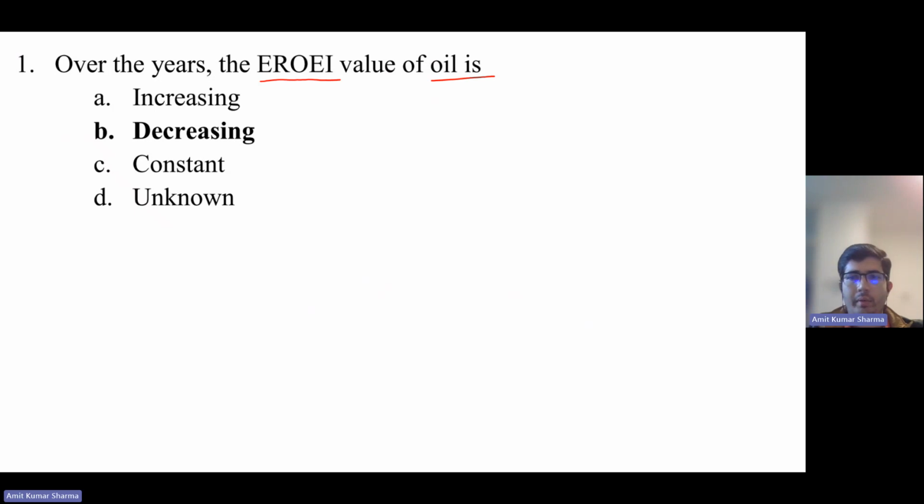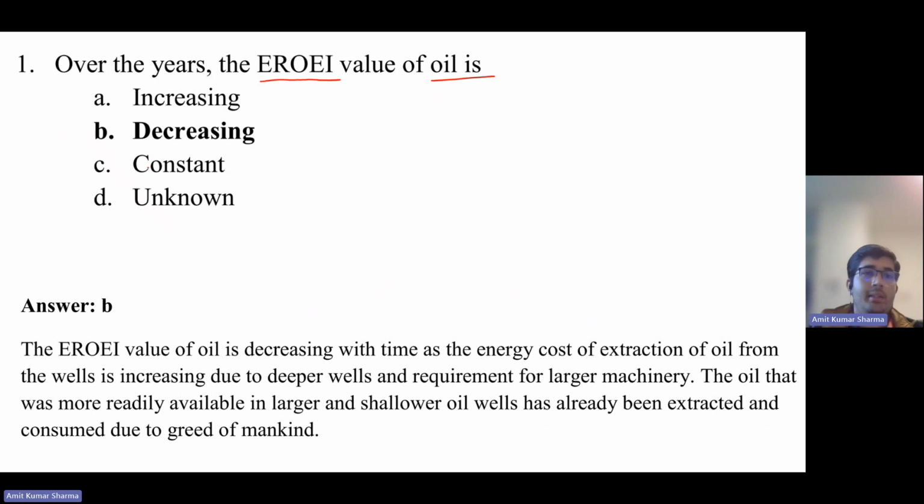Okay. So do we have any answer? Okay. So let's go through the answer. The correct answer is option B, decreasing. So the EROEI value, energy return on energy invested, of oil is decreasing over the years. Initially it was very high and now it's very low.